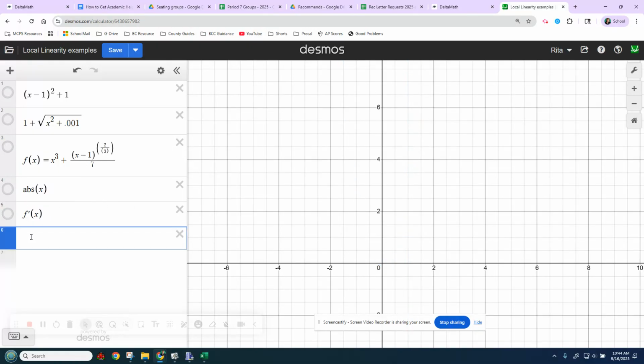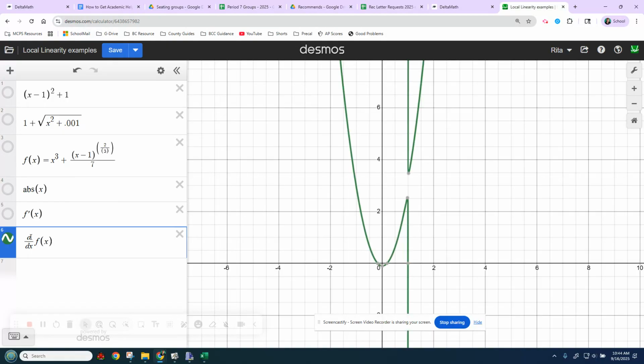Okay, let's see. There was another way to do this. d/dx, and then to say f of x? Yes. I'm not good with Desmos. I don't use it for this.